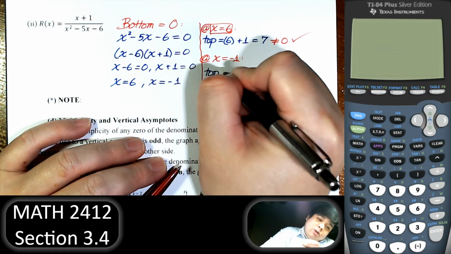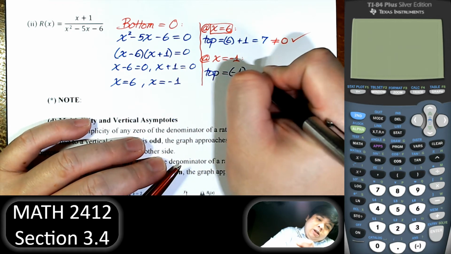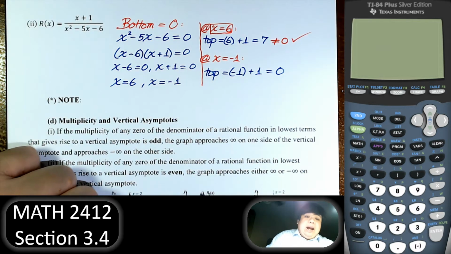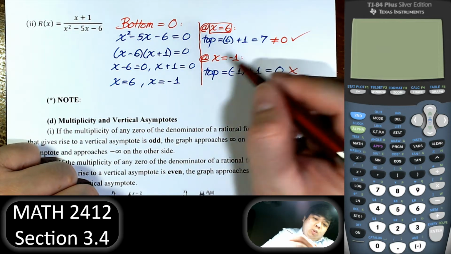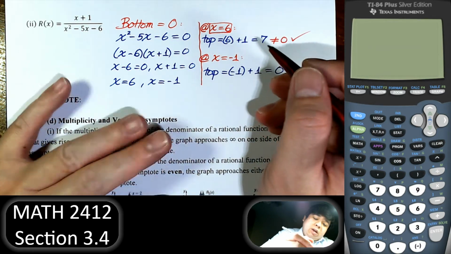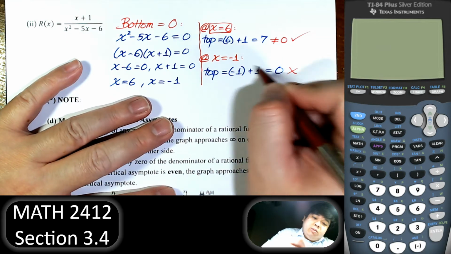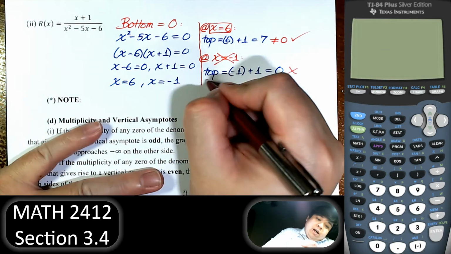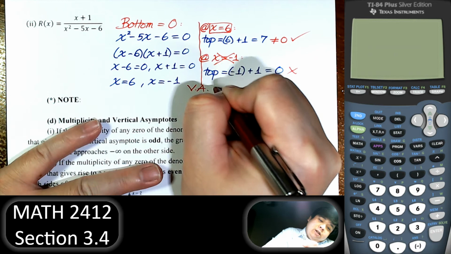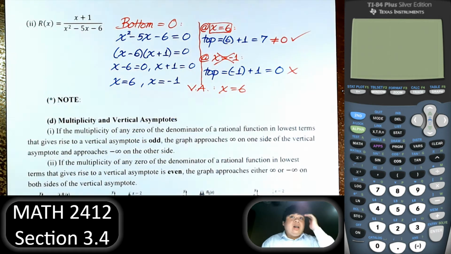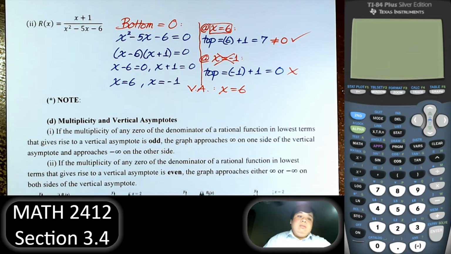Then, when x equals negative 1, the top, x plus 1, is equal to 0. And of course that doesn't work. When the bottom equals 0, we need the top not equal to 0. So this doesn't work. In this case there is only one vertical asymptote, x equals 6. We need to verify that the bottom equals 0 and the top does not equal 0. So we need both of them.